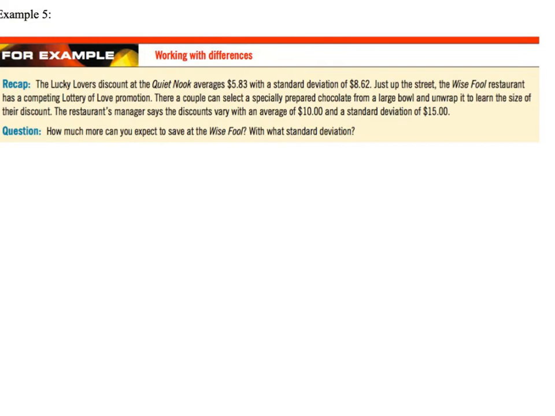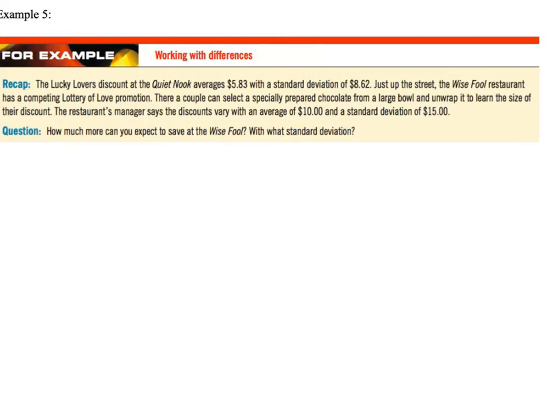And again, let's look at a slightly different scenario. So we still have the $5.83 and $8.62 at the Quiet Nook. But just up the street, the Wise Fool restaurant has a competing lottery of love promotion. There, a couple can select a specially prepared chocolate from a large bowl and unwrap it to learn the size of their discount. The restaurant's manager says the discounts vary with an average of $10 and a standard deviation of $15. How much more can you expect to save at the Wise Fool, and with what standard deviation?